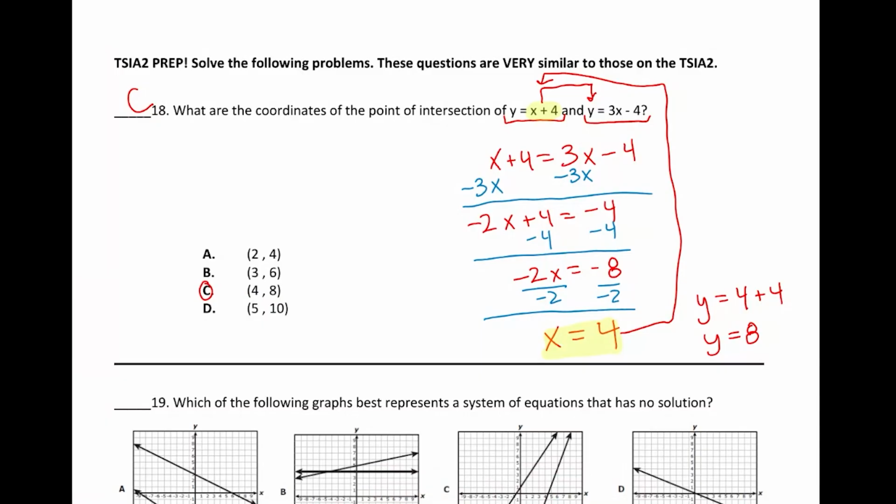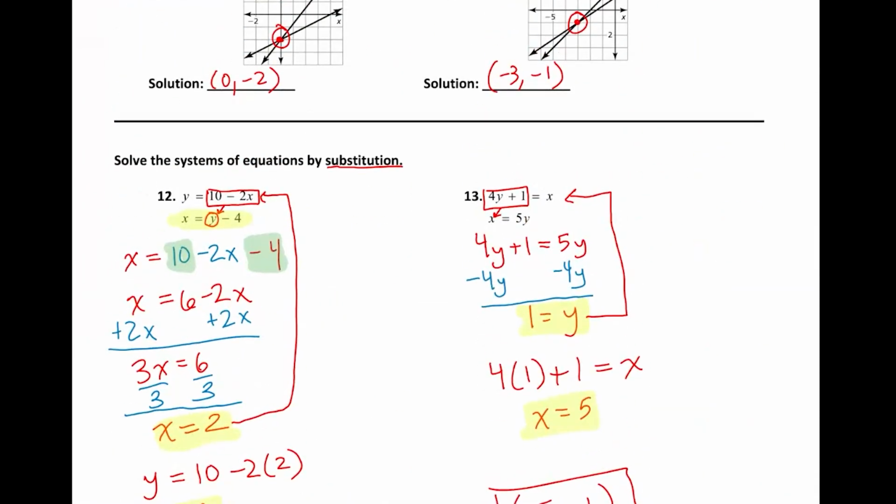Maybe you do remember what it means to be a point of intersection, but you just forget all the algebraic steps because there are quite a few here. You can still get this problem right using a different strategy. Because it's multiple choice, you can take advantage of the answer choices and use them by plugging them into both equations like we did at the very beginning.